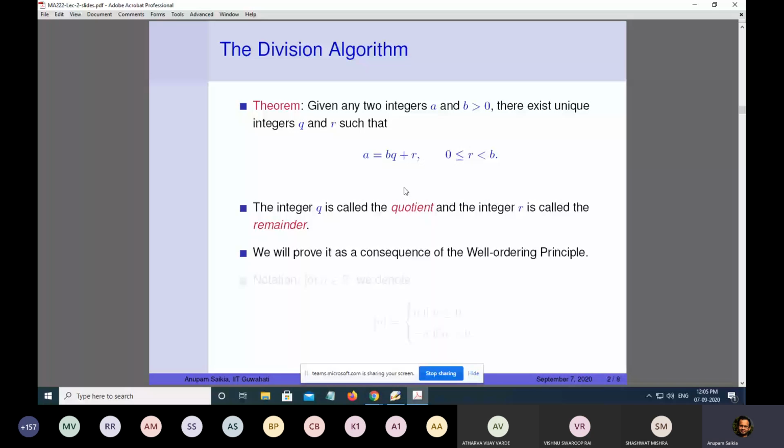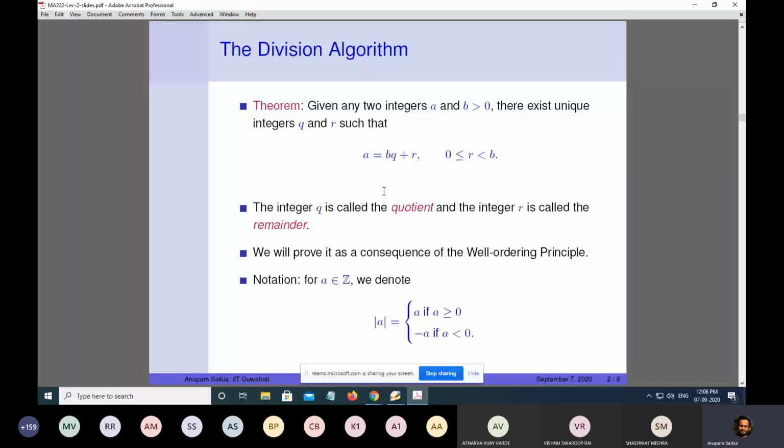to a suitable set. And before that, of course, this notation comes up time and again, so we might as well fix it here. That is, the absolute value of a is a if a is positive and minus a if a is negative. This is something that we all know. Okay, so let's see how we prove this division algorithm as a consequence of the well ordering principle.